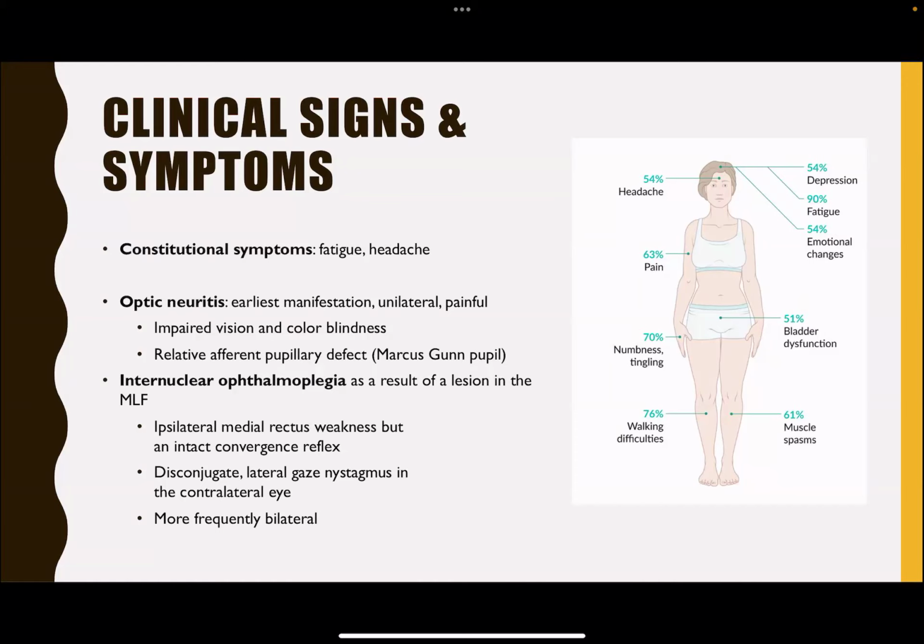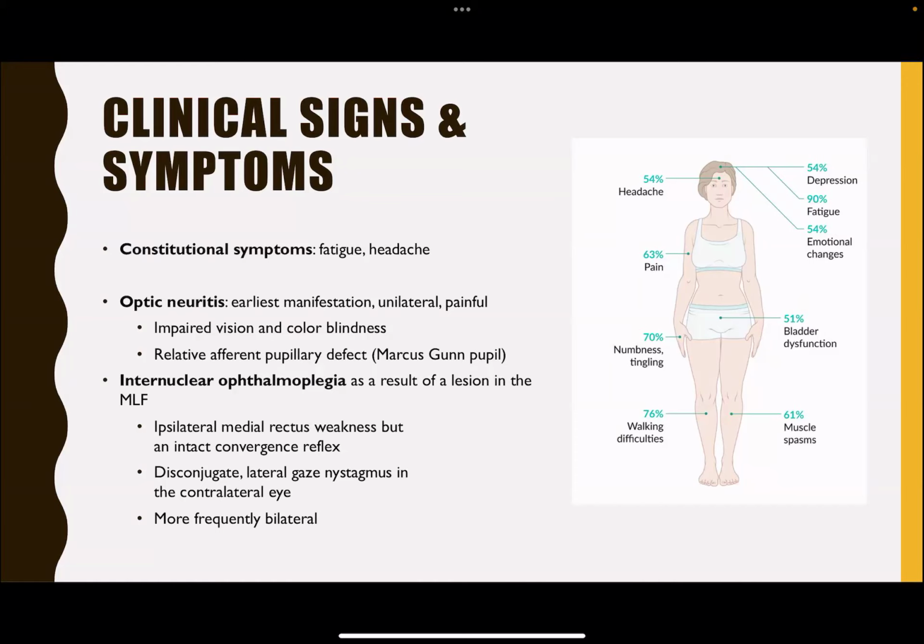Optic neuritis is one of the earliest manifestations. Usually it's unilateral and painful. The patient will come complaining of impaired vision and color blindness; sometimes they say there's blurry vision, or they can see a black dot in their field of vision. Some of them also have a relative afferent pupillary defect, which is known as the Marcus Gunn pupil.